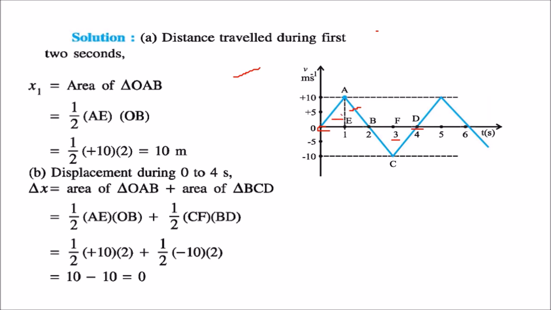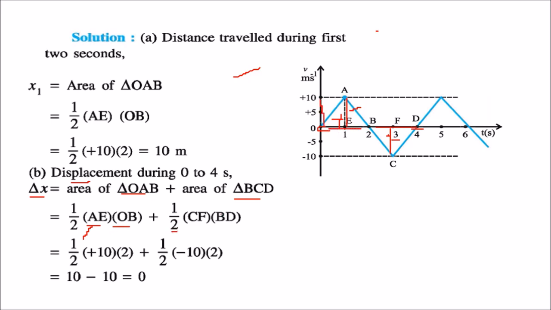This we have to take as negative in computation of displacement. So delta x will be area of triangle OAB plus area of triangle BCD. OAB is half into base into altitude, that is half into A into OB. In this case we have half into base again BD into CF. Now this A is what? Plus 10 here. OB is again 2.